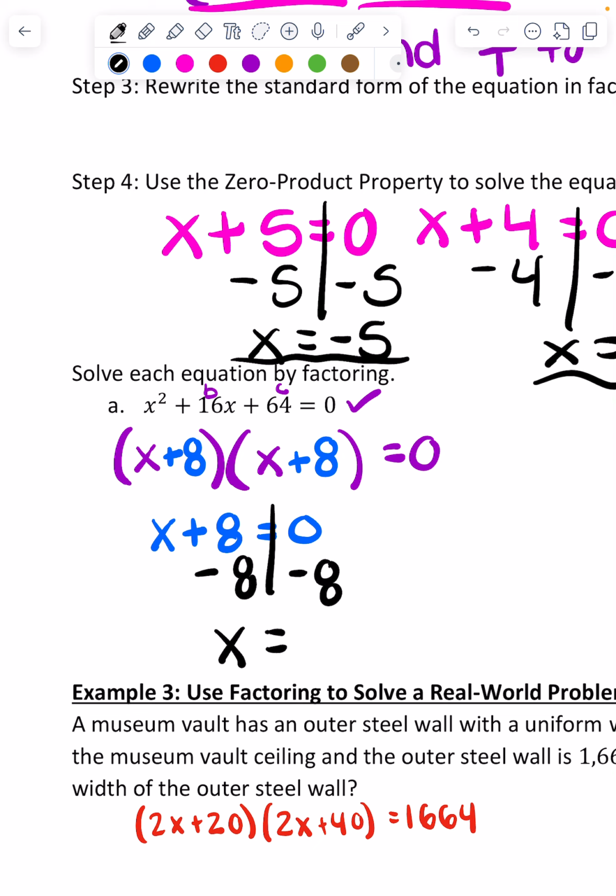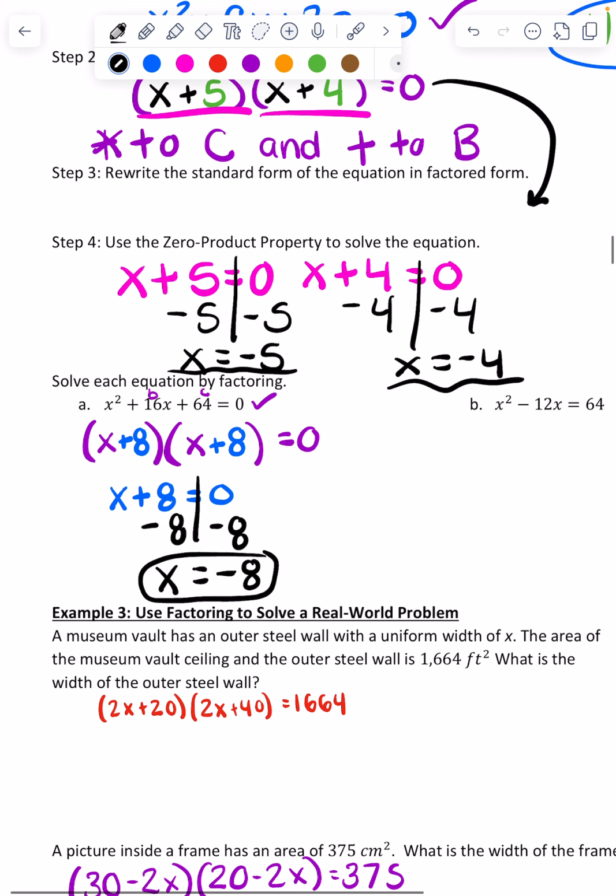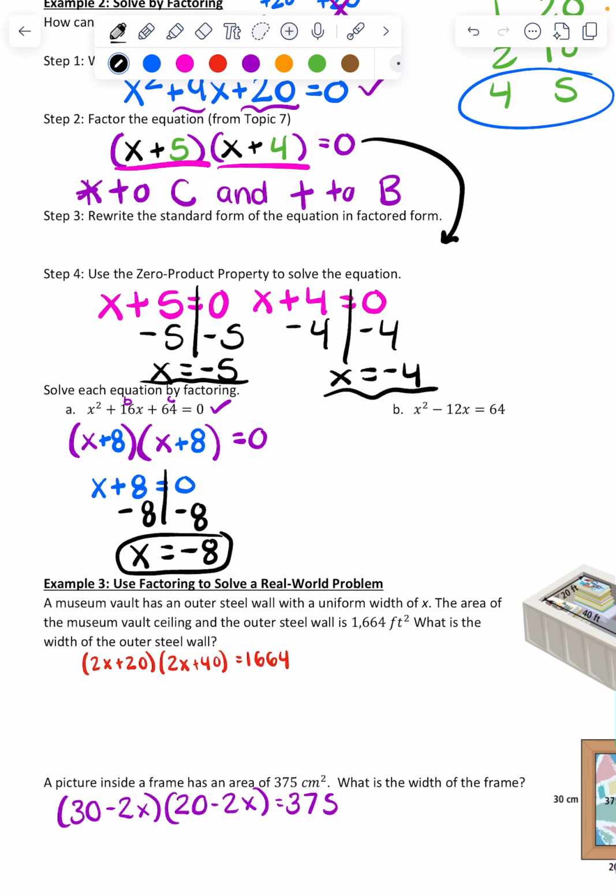And we should be getting x equals negative 8. Just one x-intercept that time, one real solution. Think back to lesson 9.1 and kind of what that parabola looks like then.